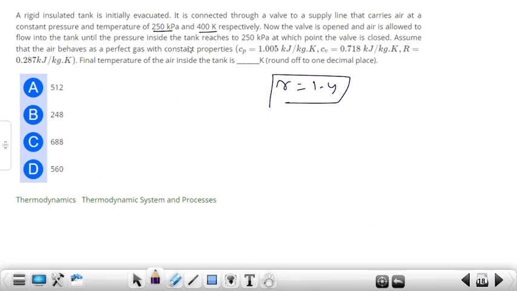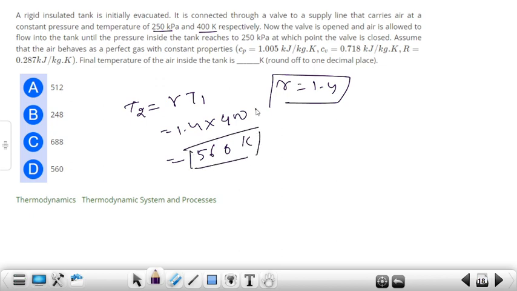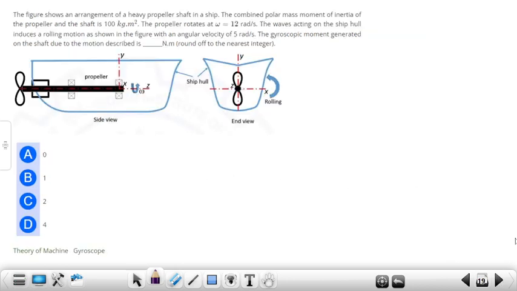So this is a constant pressure supply, and temperature will change, and this is a rigid, insulated tank. So for the final temperature, we know T2 is equal to gamma times T1. Gamma is equal to 1.4 and the initial temperature is given as 400, so this is 560 Kelvin. Answer option D is the correct answer. Next, a figure shows, this is from the theory of machines gyroscope chapter.